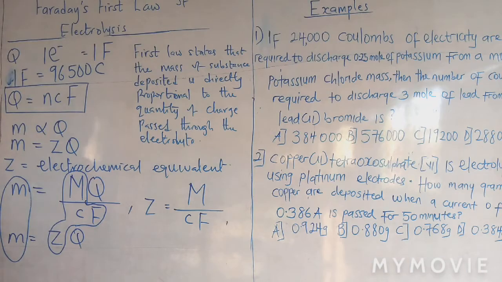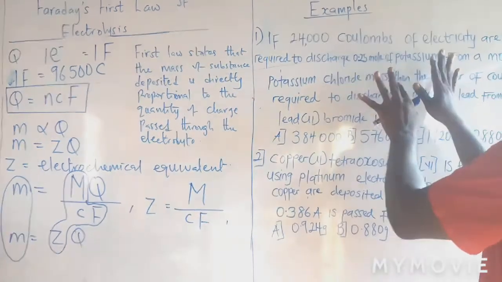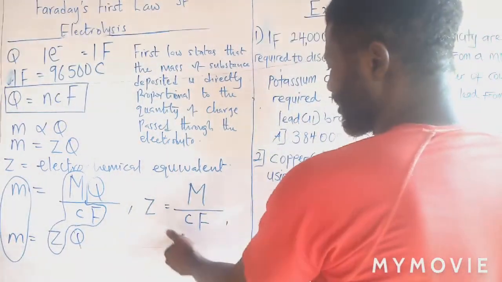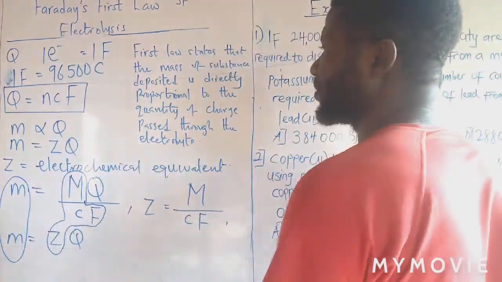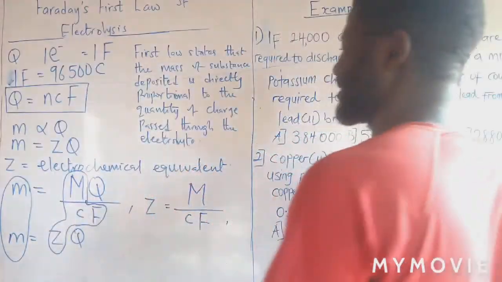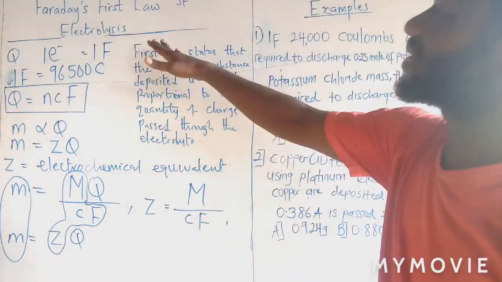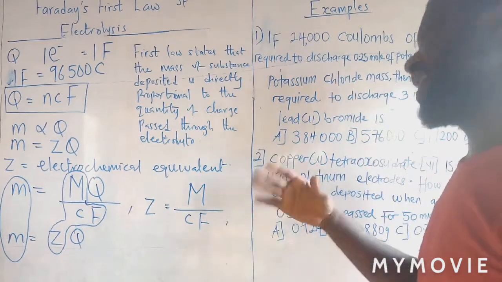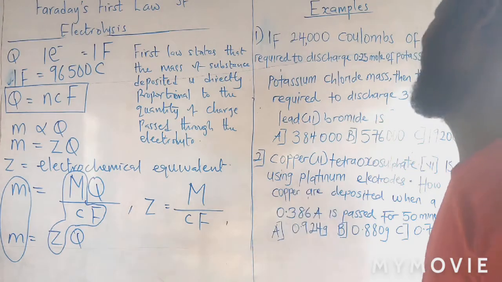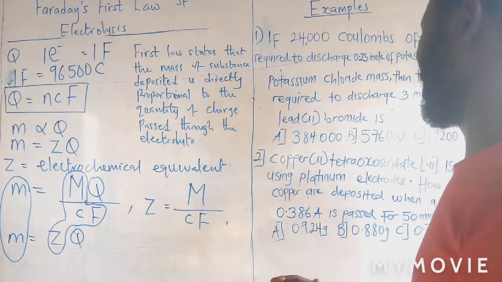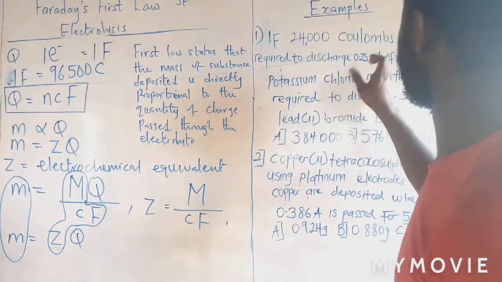Let's look at one example. Let's look at this question. So our Z is already molar mass over CF, and we have this formula as M is equal to ZQ, and we have Q is equal to NCF. These are the formulas I want to give to you for Faraday's first law of electrolysis. In my second video, we are going to look at another formula entirely, which will talk about the second law of electrolysis. Now, let us solve this problem.